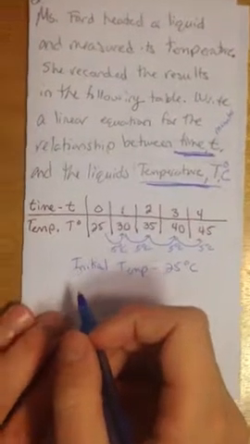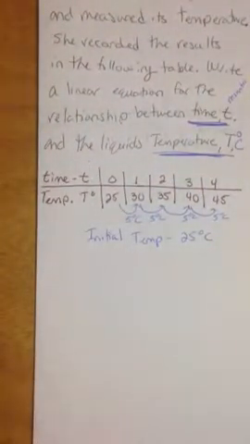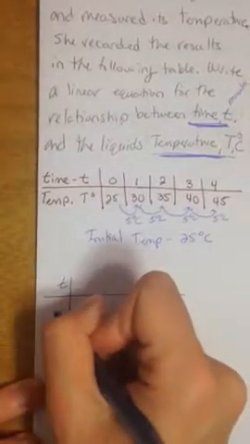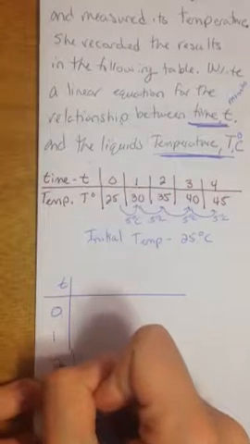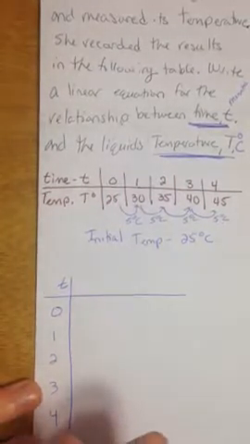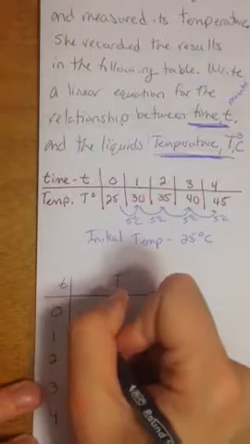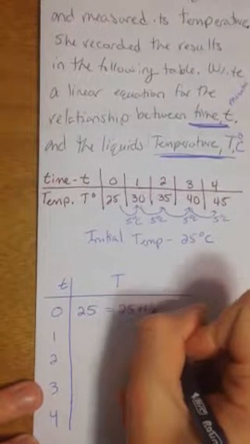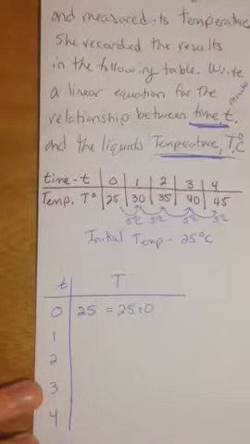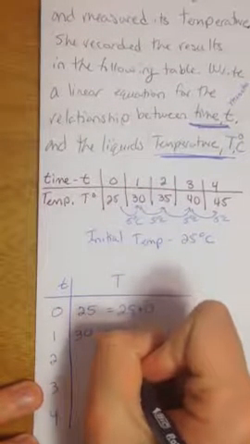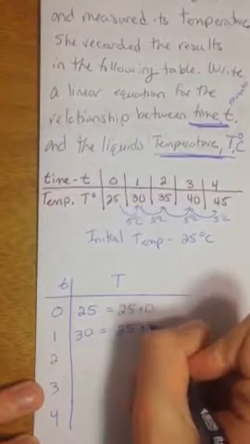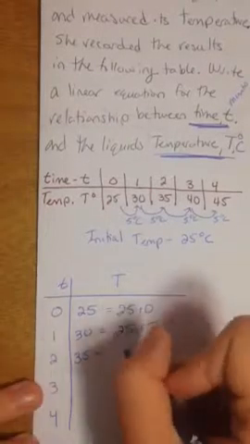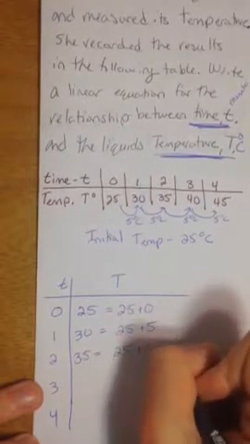Okay. So I'm going to make another little chart to help me make this equation. Okay. So time t was at 0, and then 1, 2, 3, 4. So this is my temperature. So that is 25 is my initial, right? Which would equal 25 plus 0. Okay. And then 30 is equal to my initial temperature plus 5, right? And then at time 2, it's at 35, which is my initial temperature 25 plus 10.